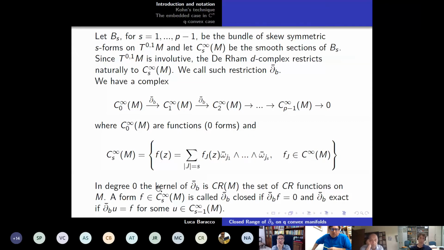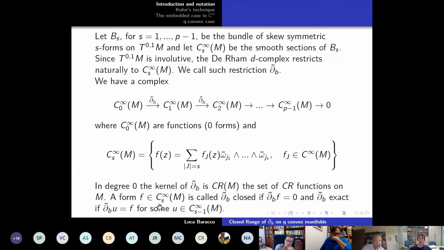Now, in degree 0, the kernel of D bar B is just the set of smooth CR functions on M, which are functions that annihilate the anti-holomorphic tangent vector fields to M. We will say that an S-form F is D bar B closed if D bar B of F is 0, and we will say that F is D bar B exact if we can find an (S-1)-form U such that D bar B of U is equal to F.